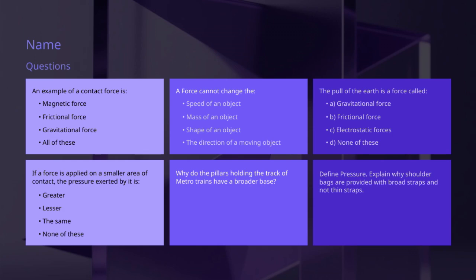Now, if you apply a force over a smaller area, the pressure exerted increases. That's why sharp objects like nails or needles exert high pressure. They concentrate force over a tiny area. Finally, an example of a contact force is friction. Friction occurs when two surfaces slide against each other, like when you rub your hands together or walk on the ground. So, in summary, understanding pressure and forces helps us explain everyday phenomena, from carrying bags comfortably to the stability of structures and the behavior of moving objects.